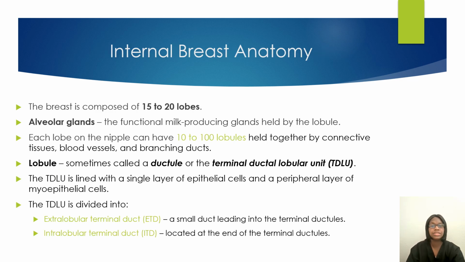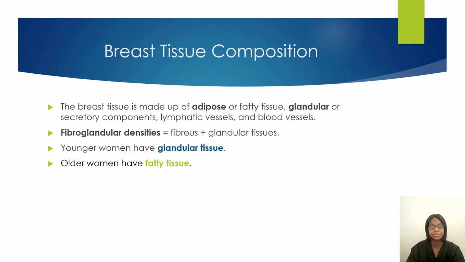For your internal breast anatomy, the breast is composed of 15 to 20 lobes. The alveolar glands are the functional milk producing glands held by the lobule, and each lobe on the nipple can have 10 to 100 lobules. Also know that the terminal ductal lobular unit, or TDLU, can be divided into two different categories: your extralobular terminal duct and your intralobular terminal duct.